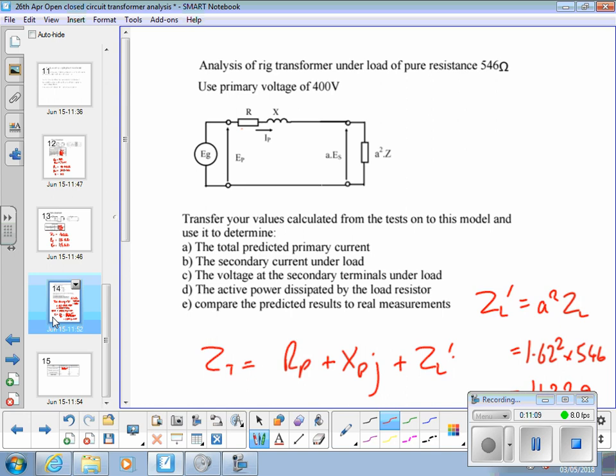So we went through all that making of that big transformer model, didn't we? And then we simplified it. And now we're going through a process of saying, does that simplification work for this transformer? So yes, we've done a closed circuit test, but ultimately, the only parameter we're using from that to do the on-load model is A, because we're using the simplified model.